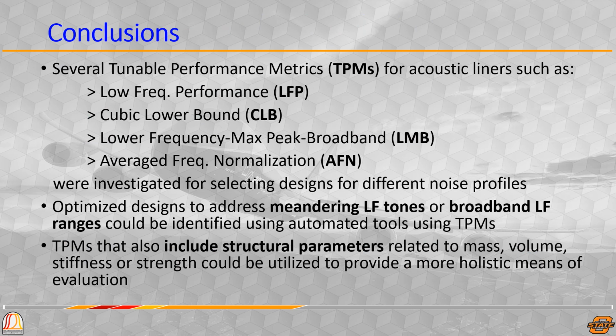In conclusion, the tunable performance metrics such as the low frequency performance LFP, the cubic lower bound CLB, the lower frequency max peak broadband LMB, and the average frequency normalization AFN were investigated for selecting different noise profiles, especially for addressing low frequency tones and broadband low frequencies, and can be implemented using automated tools to help iterate through different designs to get an optimal one. These metrics in the future could also include structural parameters to optimize mass, volume, stiffness, or strength to provide a more holistic means of evaluation.